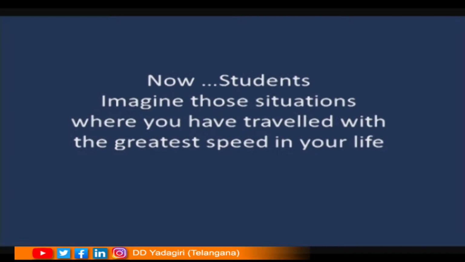Now students, I want you to imagine the greatest speed with which you have travelled in your life. Quickly imagine those situations where you have travelled with the greatest speed. Concept of speed plays a very important role in our life. For example, a farmer who has to reach his farmland at morning 6 o'clock sharp, he has to decide when to start. It depends on how far is the farmland from his house. Also, the mode of transport he selects.